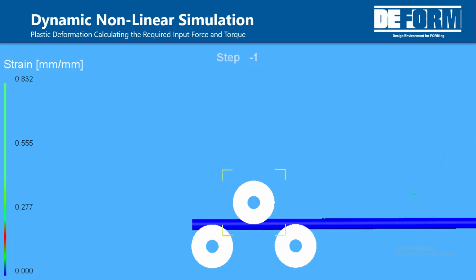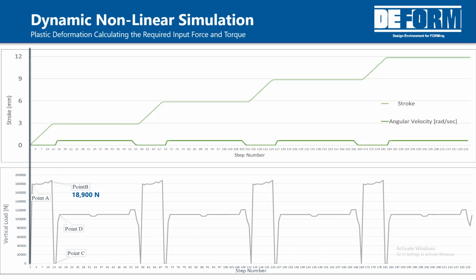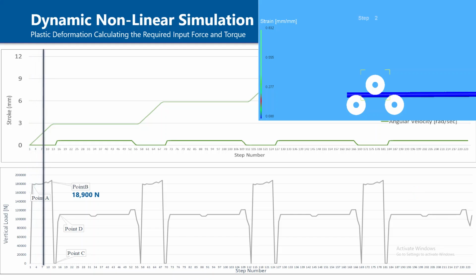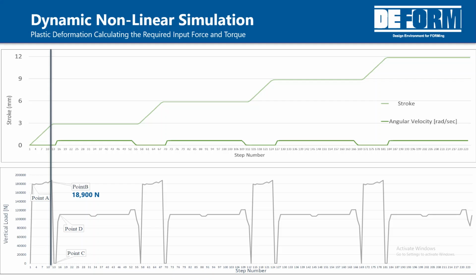The first graph shows in light green the downward movement of 3 mm of the top roller, and the dark green shows an input angular velocity of 1 rad/sec to achieve 2 full rotations. In the figure below, the predicted force starts to increase linearly until reaching the yield strength point A, which later follows a prescribed curve that is analytically made through a dog bone test.